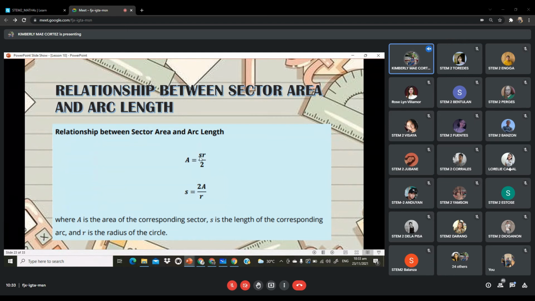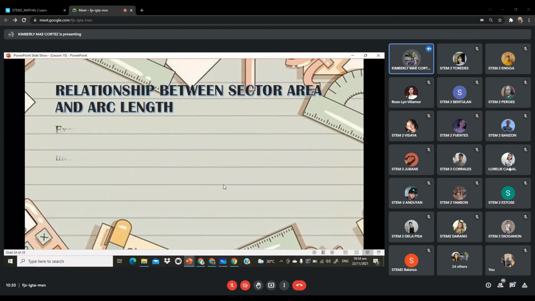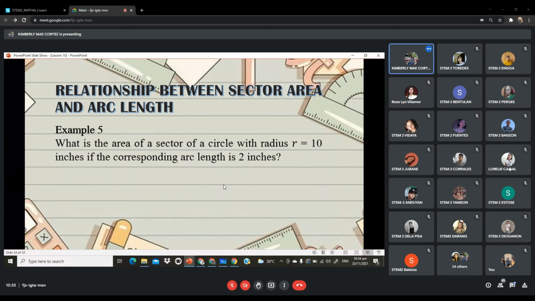And this one, what are S, A and R? Relationship between sector area and arc length: A is the area of the corresponding sector, S is the length of the corresponding arc, and R is the radius of the circle. So, example: what is the area of a sector of a circle with radius R equals 10 inches if the corresponding arc length is 2 inches?